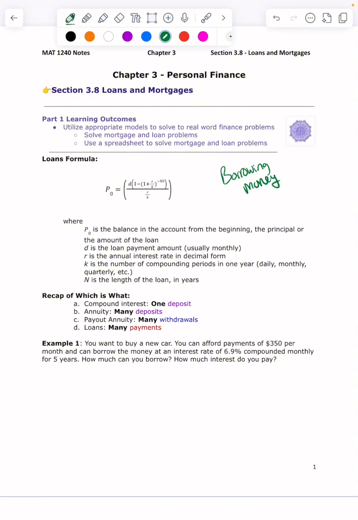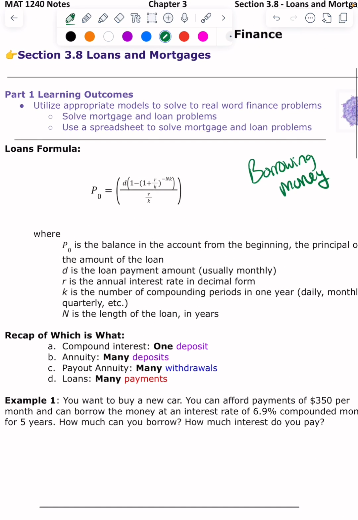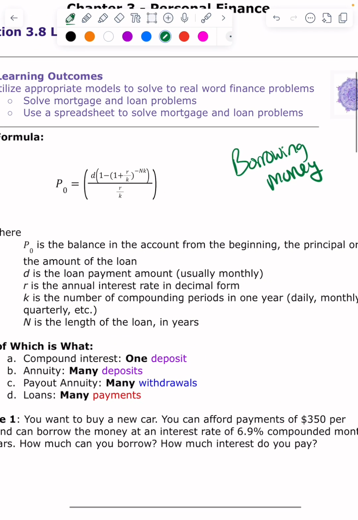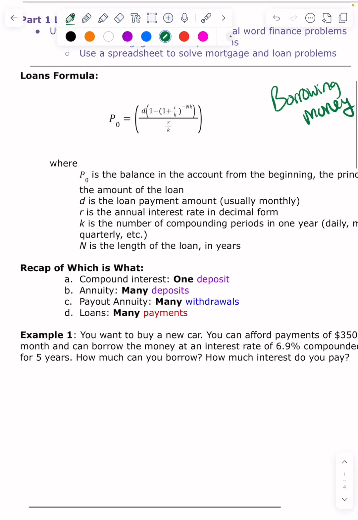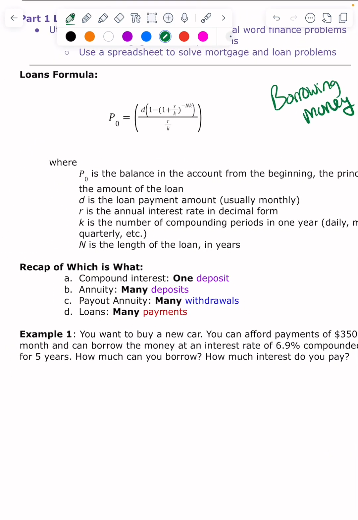So we have a new formula. This is the loans formula, but you'll notice that it's the exact same formula as we had for the annuity payouts. And that's no coincidence. So you're familiar now with this formula. But we've done a lot with finance, so let's do a little recap. So recap of which is what.